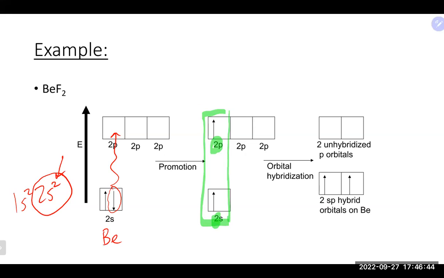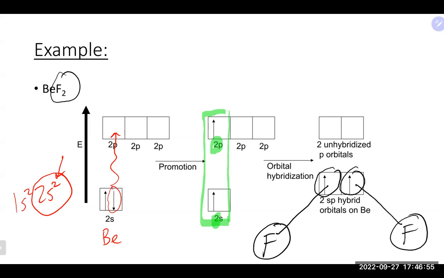And who are they going to bond with? They're going to bond with fluorine. So this one has the ability to make a bond with a fluorine. This one has the ability to make a bond with fluorine, and that would account for the bonding that would happen in this particular case.